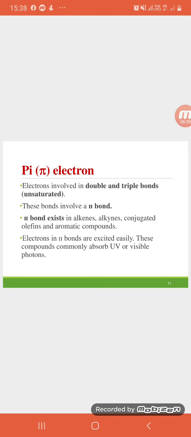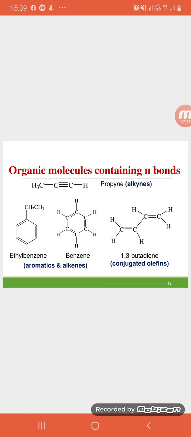The second type of electron is pi electron, which is the electron in double bond and triple bond. This bond usually exists in alkenes, C double bond C, alkyne, C triple bond C, conjugated olefin, the molecule which has alternate single and double bonds, and also aromatic compound that contains double bonds such as benzene. The electrons in pi bond are excited easily, and these compounds commonly absorb UV or visible photon. These are examples of the pi bond.